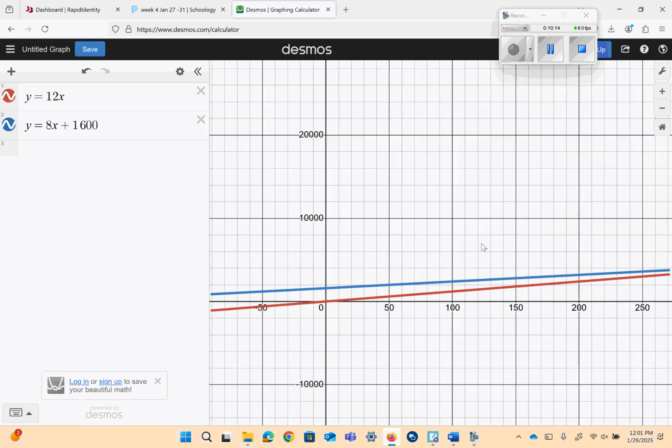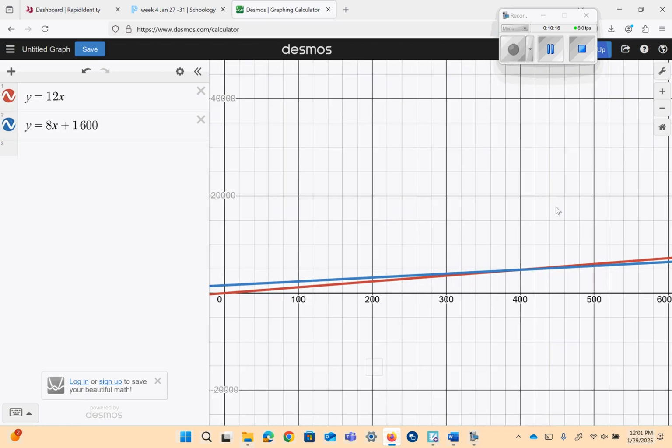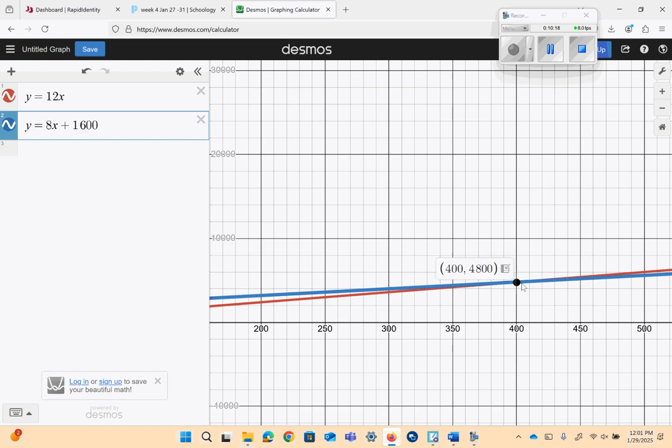All right. So kind of zoom it out. It appears that they are crossing each other somewhere in here. So it looks like once we get to manufacturing or selling 400 items, that's our break-even point. If we sell more than 400, we're making profit. We sell less than 400, we're taking a loss. And that's kind of how it works.